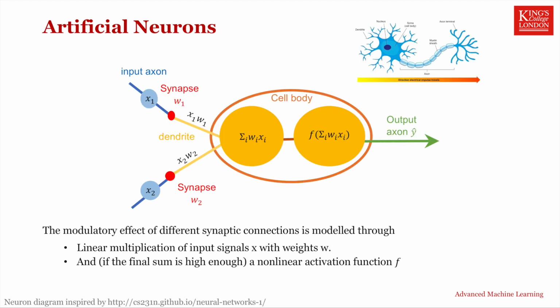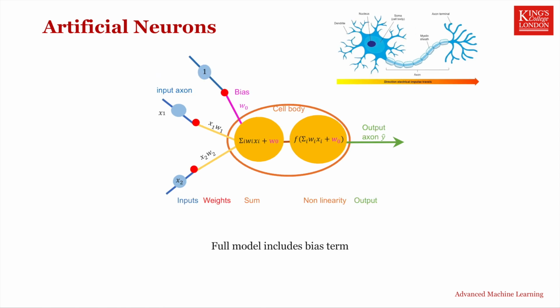Artificial neurons are designed to represent a simple model of this biological process. The modulatory effect of the different synaptic connections is modelled through linear multiplication with input signals X, with weights W. If the final sum is high enough, modelled through a nonlinear activation function F, the artificial neuron is allowed to fire in response to that pattern of activation. Where the full linear term includes a bias, which shifts the centre of the prediction from 0.